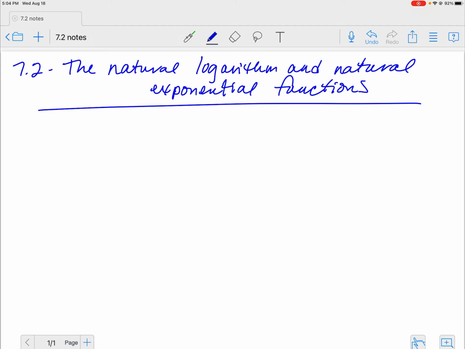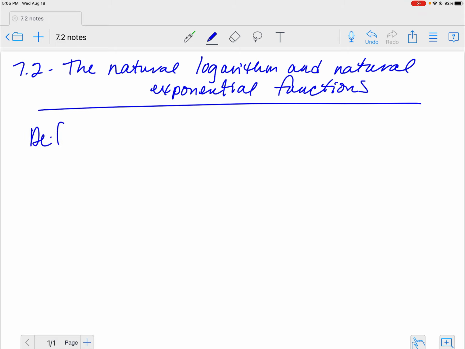All right, let's keep on keeping on. Now, this section is a biggie, a great big one. So the natural logarithm and natural exponential functions, we are going to use these for the rest of your mathematics and probably physics career. These are super big, all right? So write this stuff down, learn it, love it. We've got this, all right?